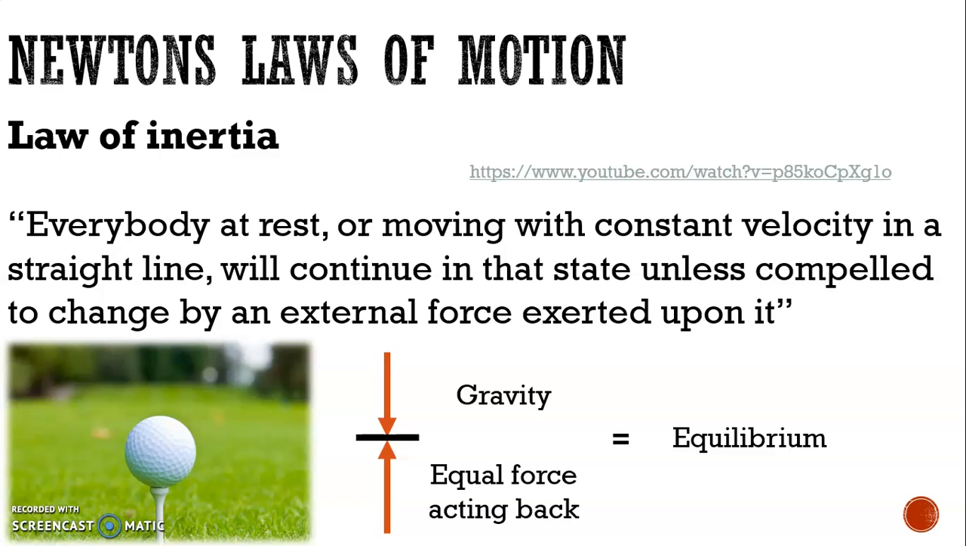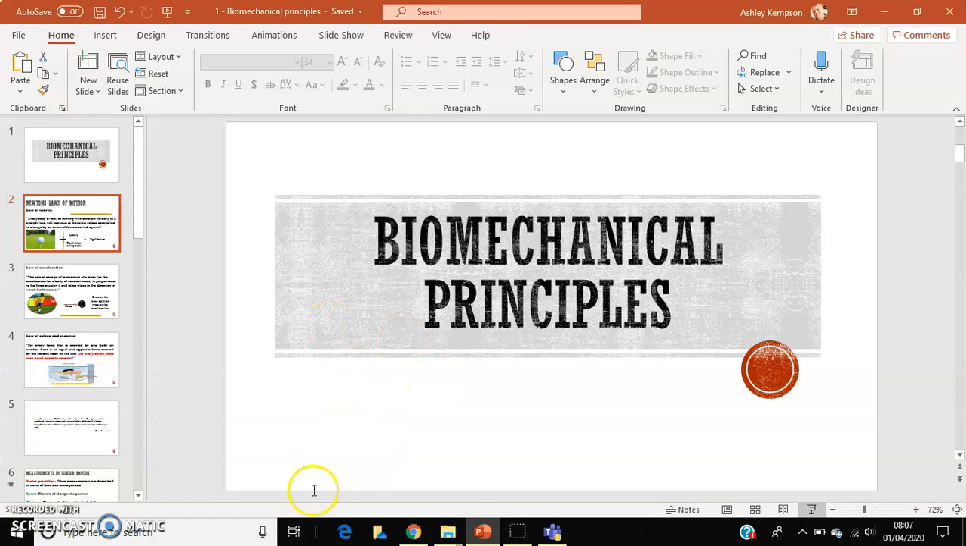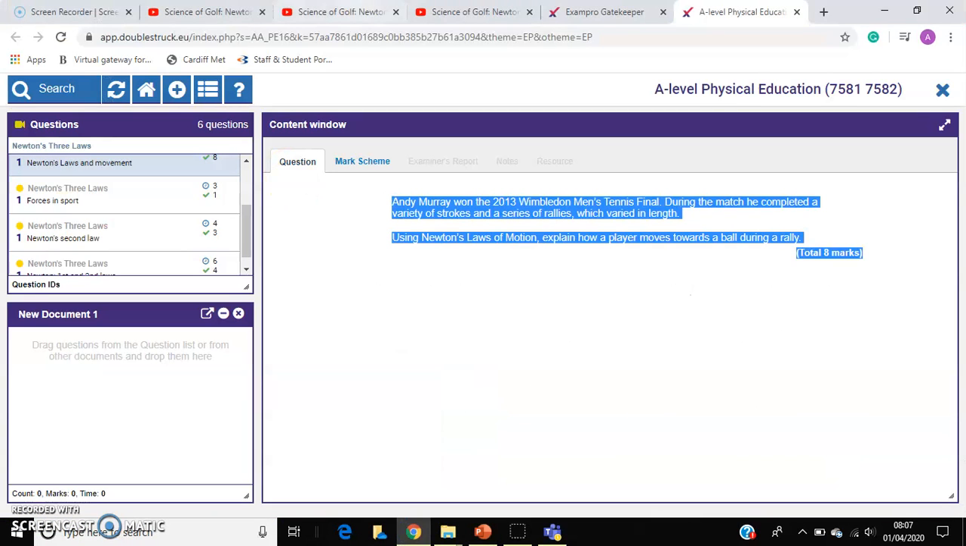If there were an external force to act upon that ball, whether that be a golf club, whether that be wind, then it would move, and it would continue in that state of inertia, i.e., it would keep moving unless it was acted upon again by another external force. So to put that into a little bit of perspective, again, I'm hoping this works.